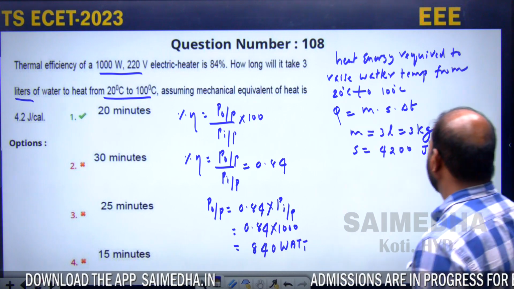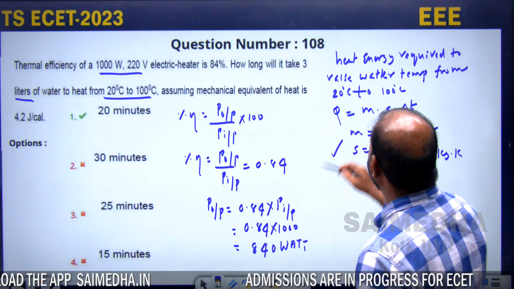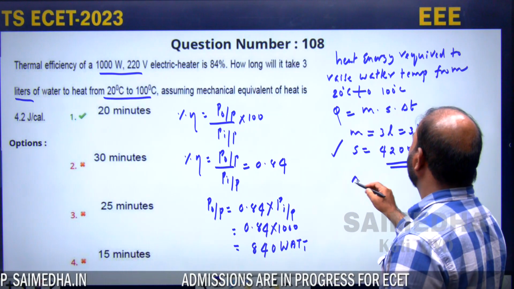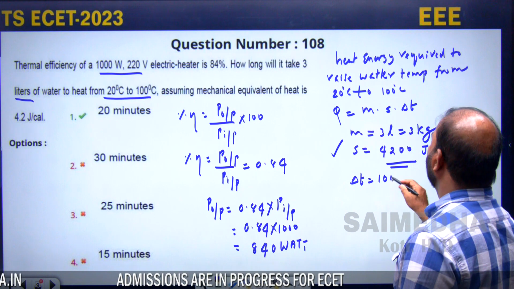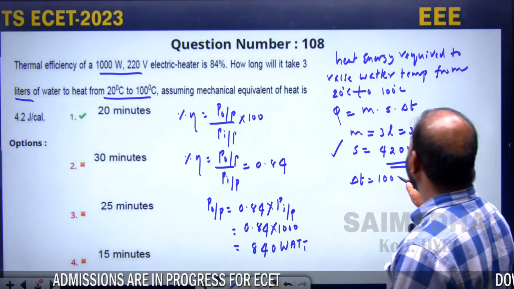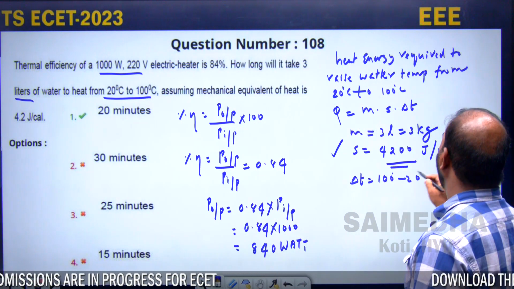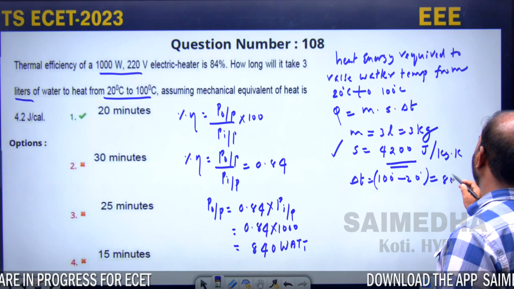Here, what is the specific heat of the water? Specific heat of the water. Temperature difference delta T is equal to what here? Final temperature 100 degrees centigrade, initial temperature minus 20 degrees centigrade. So how much here? It is 80 degrees centigrade. Just substitute the values here.